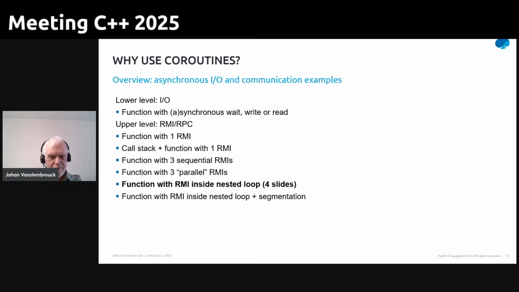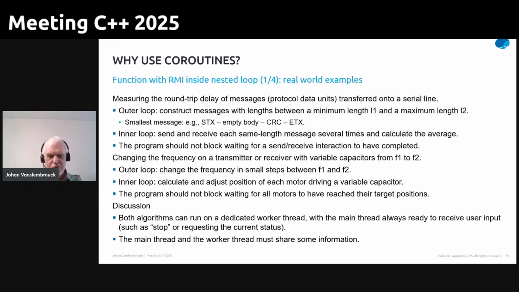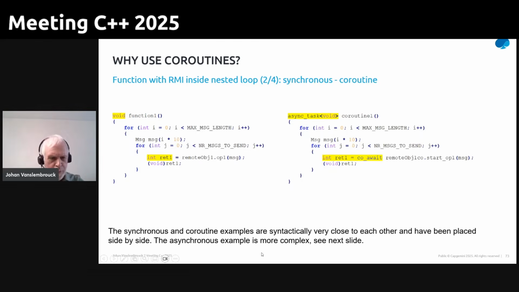Then we have RMI inside nested loops. That's also based on a real example. It's from 4 years ago. It was implemented with Qt. I had to measure the round trip delay on a serial line, going from one computer to another computer and back. And to have some reliable results, what I did is I had 2 loops, a loop inside a loop.